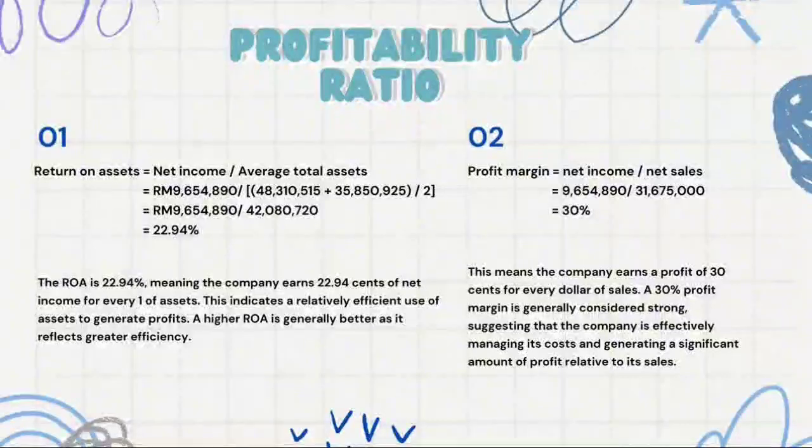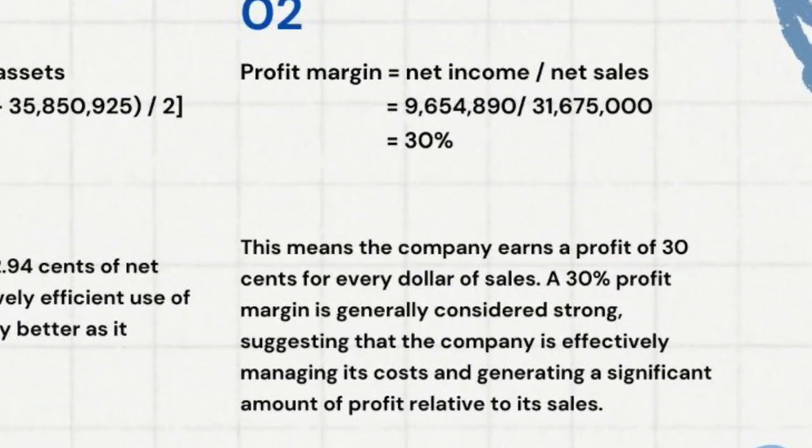For the second one, we calculate the profit margin by dividing the net income by net sales. Based on the calculation, the company earns a profit of 30 cents for every dollar of sales. A 30% profit margin is generally considered strong, suggesting that the company is effectively managing its costs and generating a significant amount of profit relative to its sales.